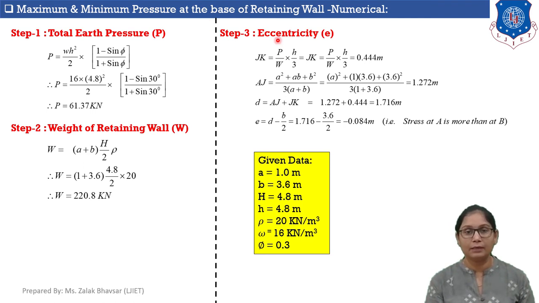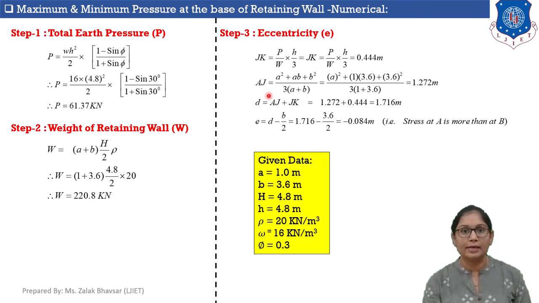Now let's move to step number 3. In step number 3, we will calculate eccentricity E. First of all, we will calculate JK. JK is the distance between point J and K, and here is the equation to calculate JK. P by W into H by 3. Where value of P as we calculated, it is 61.37. Value of W as we calculated 220.8 kilonewton. H is the height of wall, which is 4.8 meter. So I am getting JK is equal to 0.44 meter.